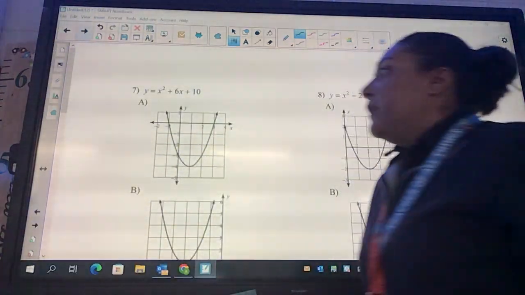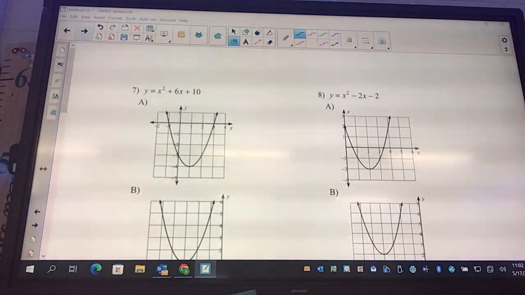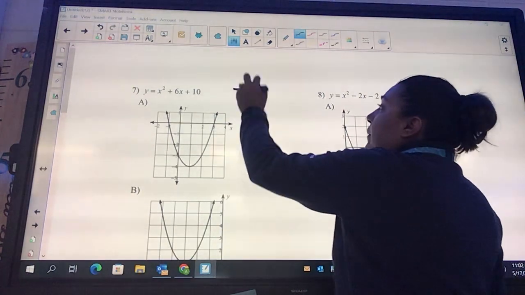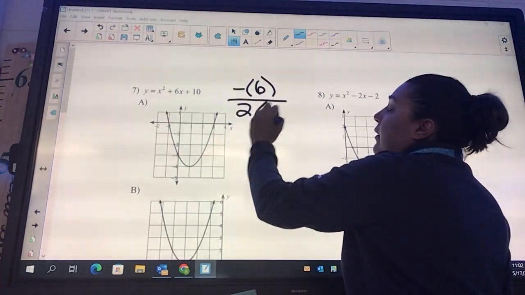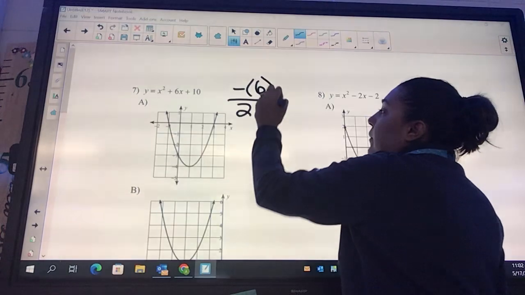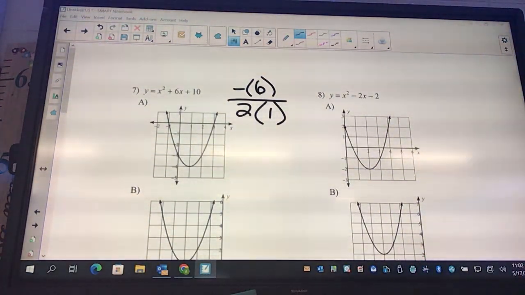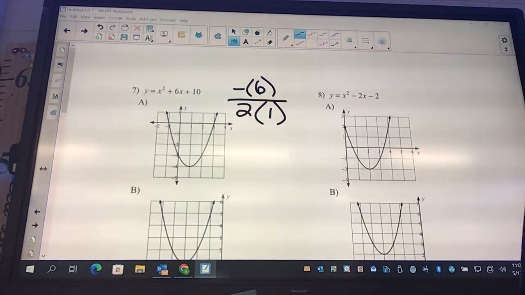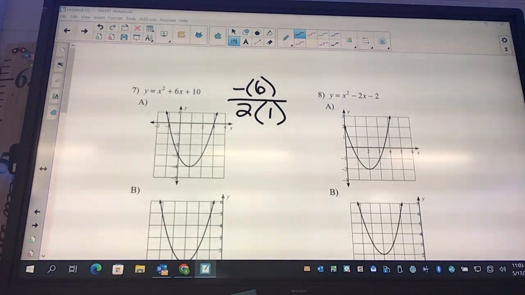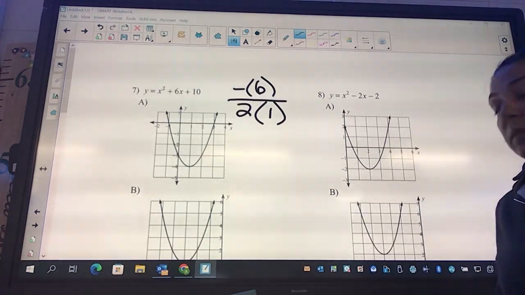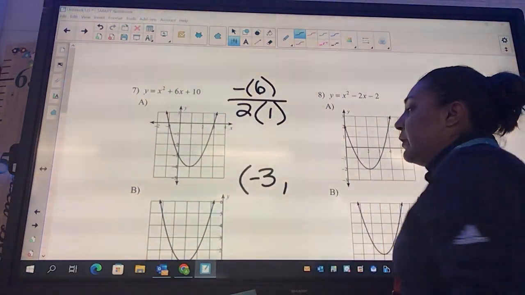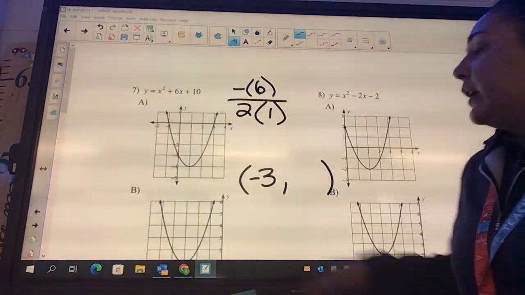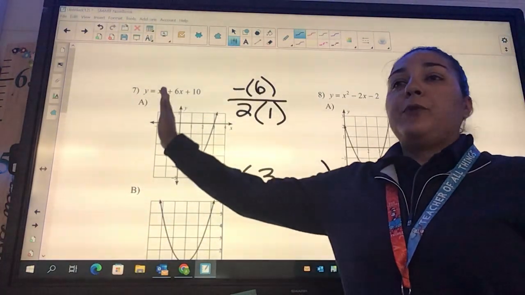Let's look at 7. This is in standard form, so you're going to have to do a little bit of math, okay? You've got to get negative B over 2A. What's our B? 6. What's our A? 1. Okay, type that in your calculator, see what you get. Negative 3. So that's the first part of our vertex. So the x needs to be negative 3. Okay? So you should have gone negative 3 and then whatever the y is.